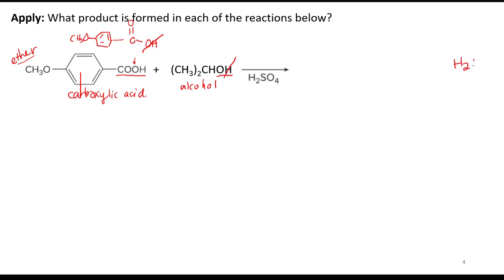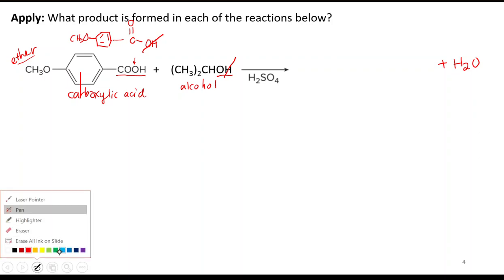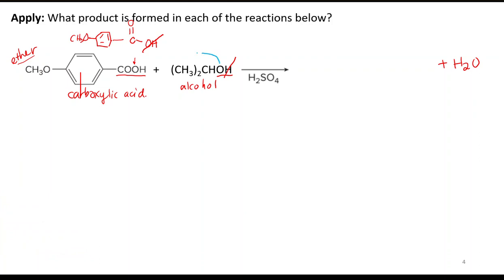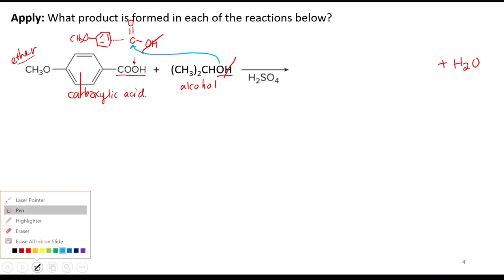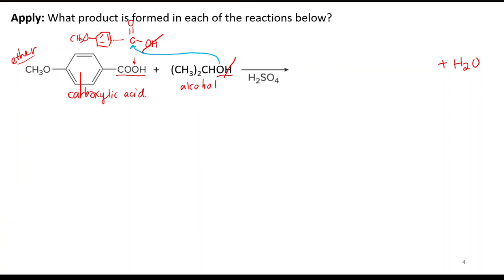Now let's look at what remains. This oxygen here that remains in my alcohol, I'm going to draw this in blue. This is going to come here and bond to this carbon, and it's going to form a bond there. So that means my product here is going to be this 6-membered ring with double bonds.